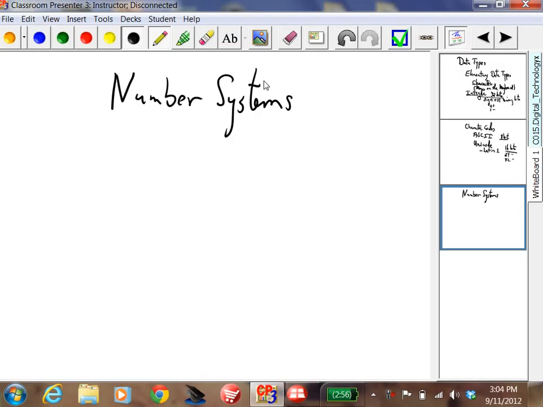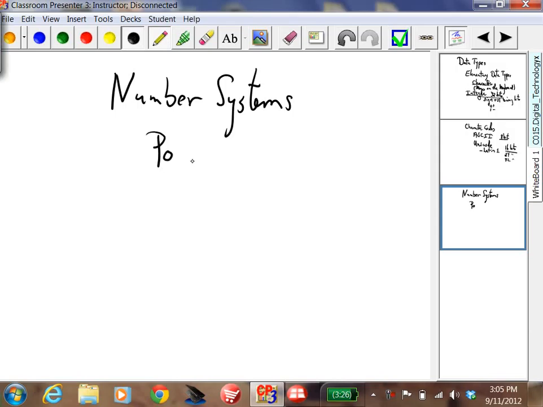ASCII? That's not a number system. That's a code. It's not for numbers. Okay, number systems are specifically for numbers. I talked about binary. Actually, I said number systems fall into two main categories: positional number systems and non-positional.